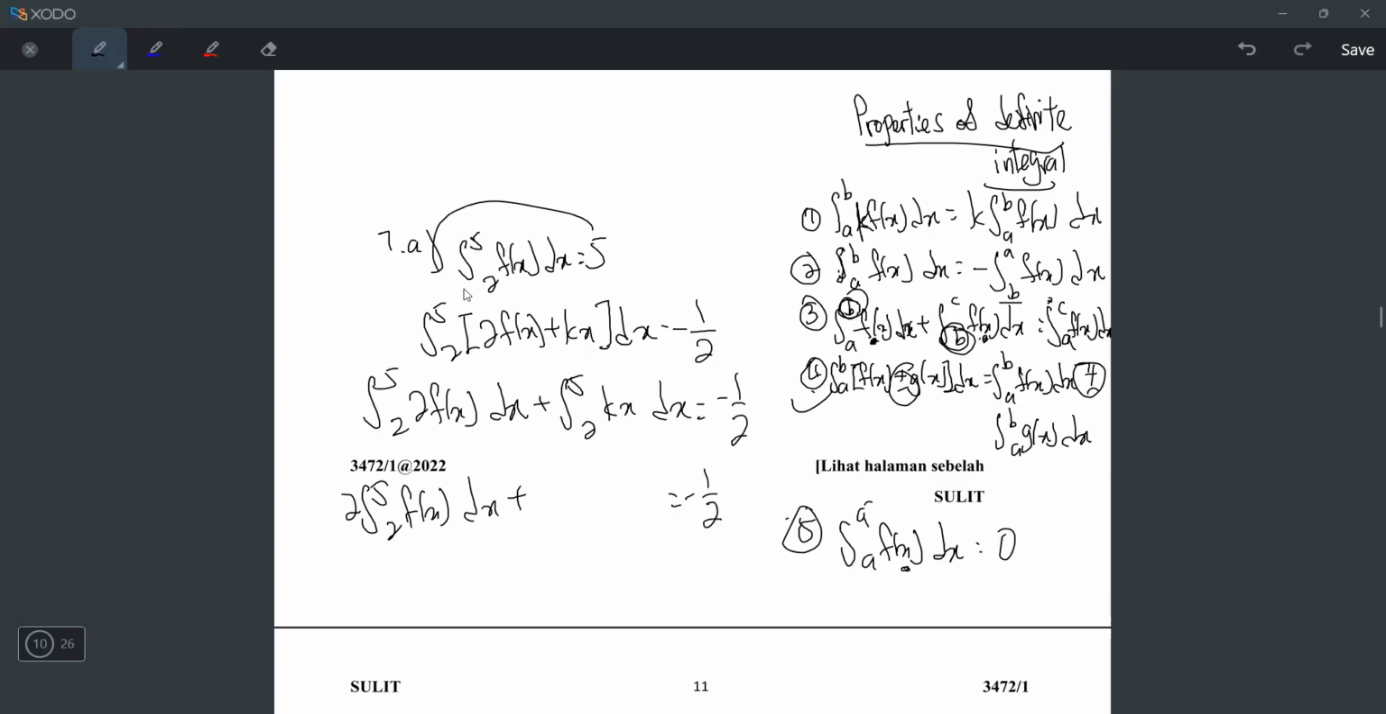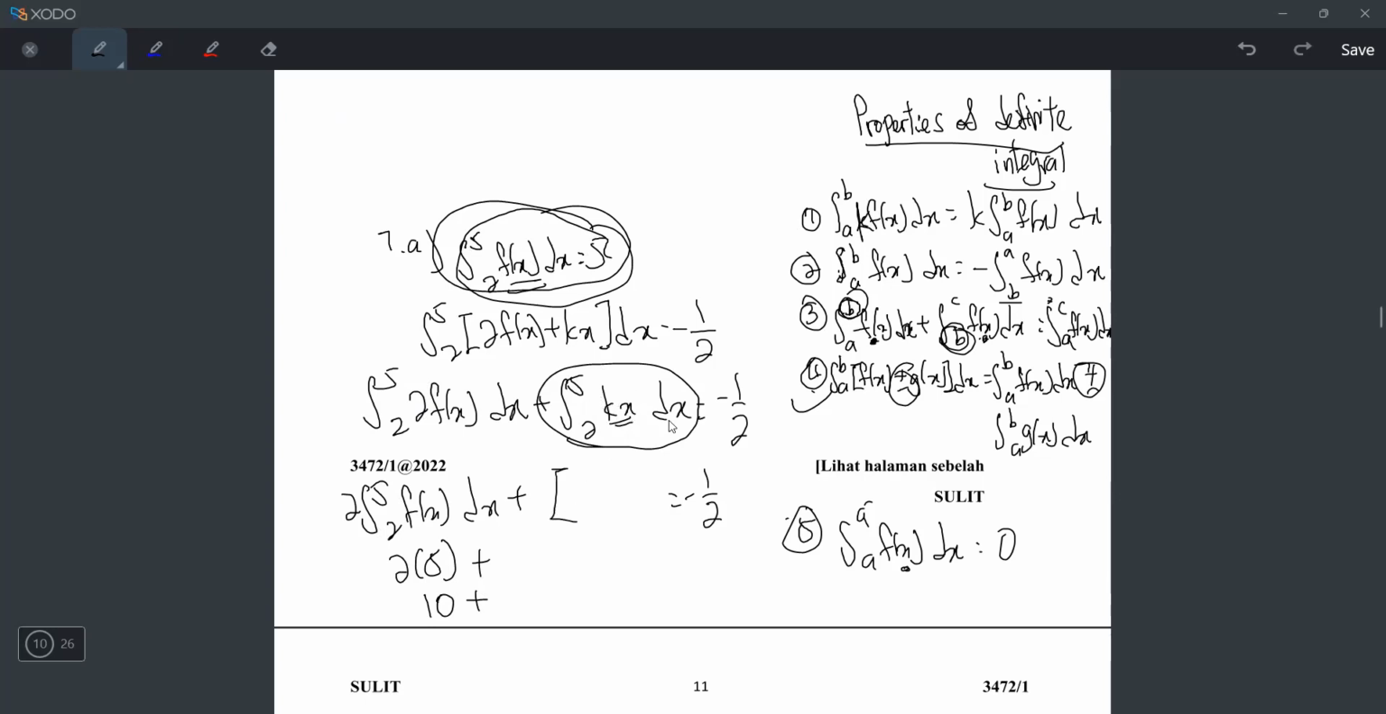And I already know the integral from 2 to 5 of f(x) dx is 5. So it will be 2 times 5, which equals 10. But I still have to add what? Plus this, the integral from 2 to 5 of kx dx. I don't think I can use this information to help me, because this is the integral of f(x) and this is the integral of kx. It's not the same thing. So what I can do is just integrate myself.